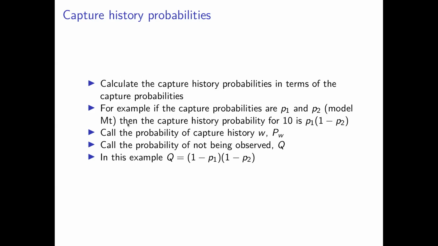And we call the probability of a capture history P sub W for any capture history W. And we'll call the probability of not observing an animal capital Q, and in this example, capital Q is 1 minus P1 times 1 minus P2, because you never captured the animal.